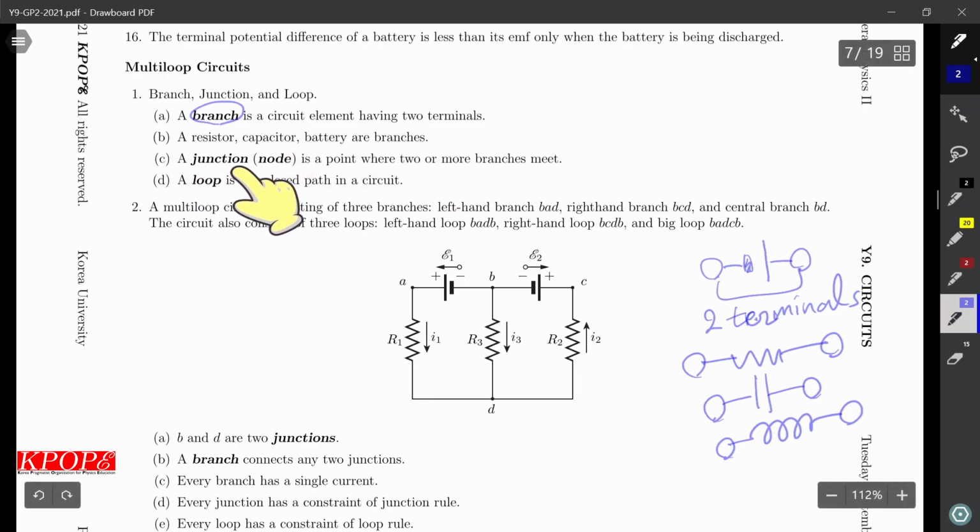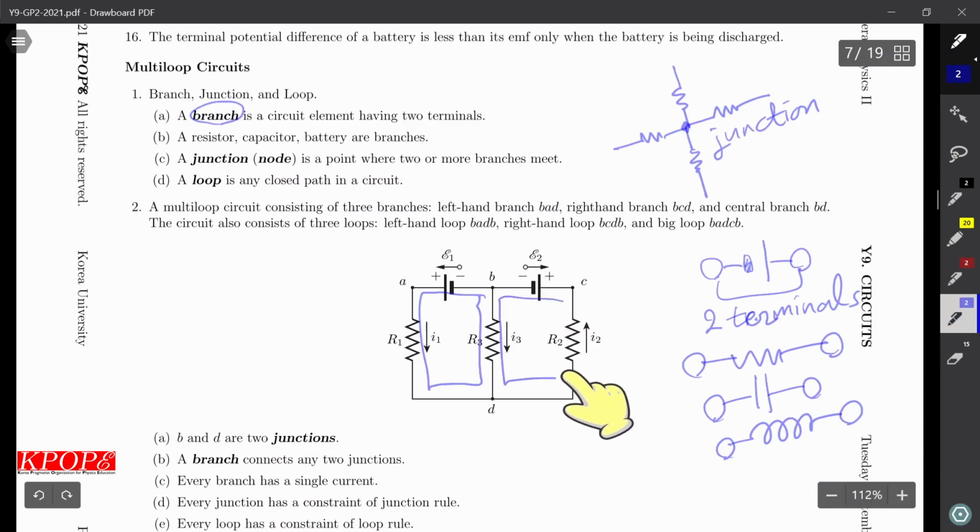A junction, or node, is a point where two or more branches meet. A loop is any closed path in a circuit. This is a loop, this is a loop, and this is another loop.